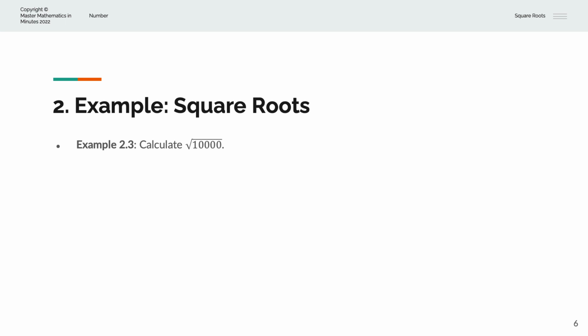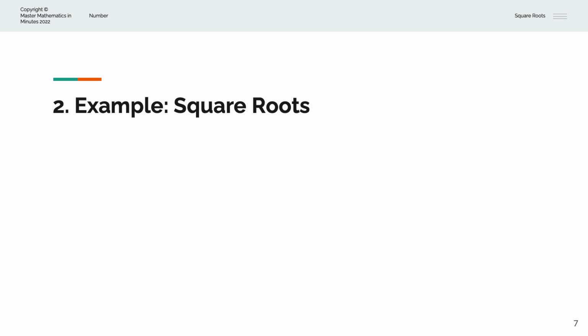In the third example, we're asked to calculate the square root of 10,000. So we have the square root of 10,000 is equal to the square root, and we can rewrite 10,000 as 100 squared, and the square root and square cancel out, and we're left with 100.